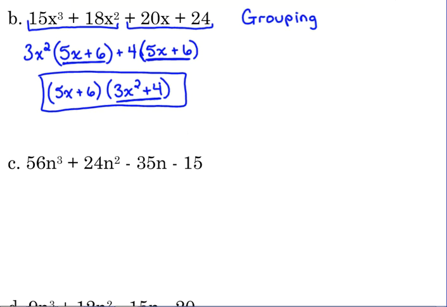All right, another one, 56n cubed plus 24n squared minus 35n minus 15. 4 terms, so it's grouping. 56 and 24 have a common factor of 8n squared. So that's 7n plus 3.